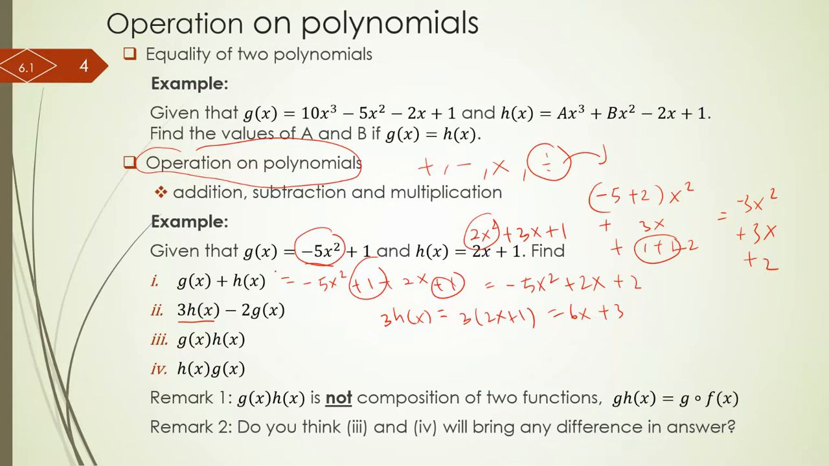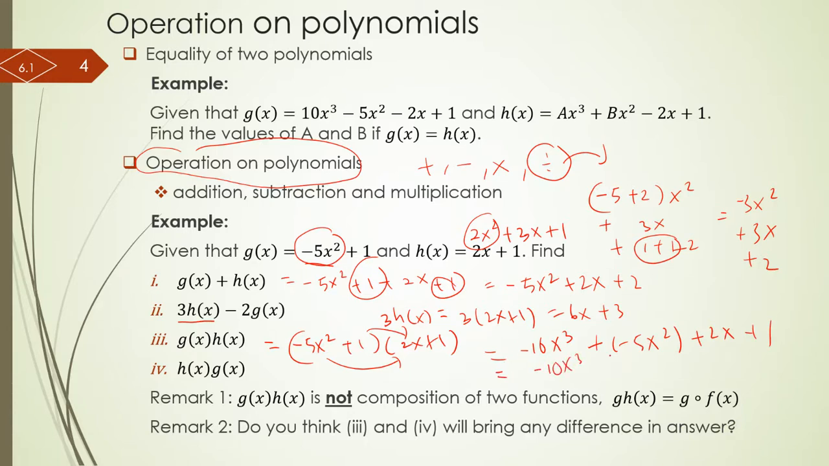Next we look at g(x) multiplied with h(x). This is something you already learned a very long time ago. Negative 5x squared plus 1, times 2x plus 1. You expand it normally, so we have negative 10x cubed, plus negative 5x squared, plus 2x plus 1. Tidying up, it is negative 10x cubed minus 5x squared plus 2x plus 1. So this is g(x) times h(x).